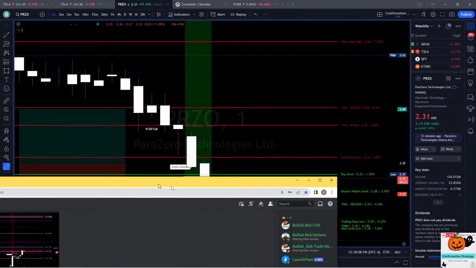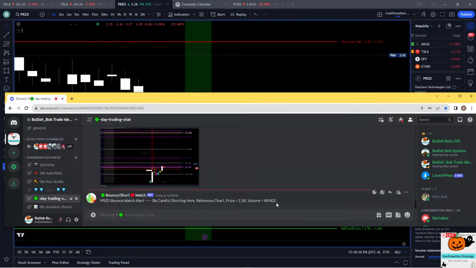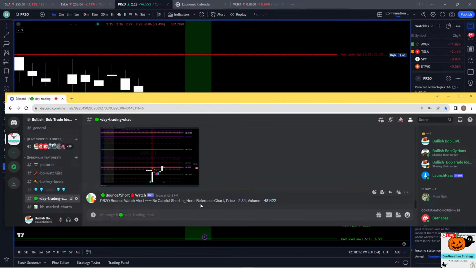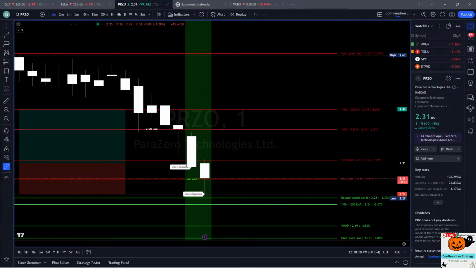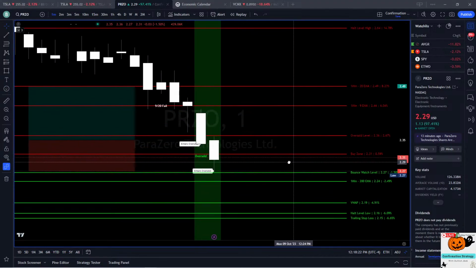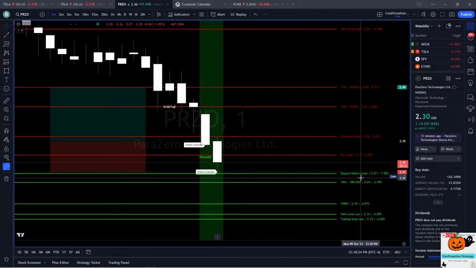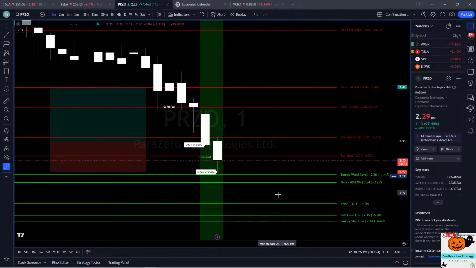So now we can see in our chat, we're getting bounce watch alerts here. So be careful shorting here. So if you're shorting, be careful. If you're looking for short entries, might get a bounce around 234. Let's see what happens. 227 is the low. Bounce watch alert here is 227. So 227 is the level it should bounce from.